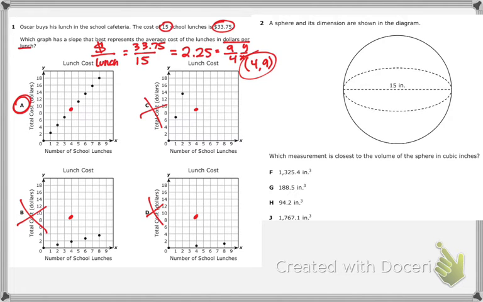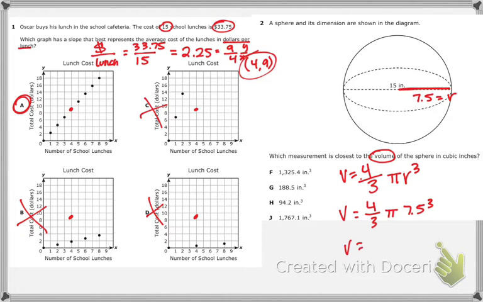Number 2 says a sphere and its dimensions are shown in the diagram. Which measurement is closest to the volume of the sphere in cubic inches? So we have a sphere and we want volume. We can use our reference sheet to show that for volume we got 4 over 3 pi r cubed. Our radius is going to be half of 15, which is 7.5. That will be our r, our radius. So in the calculator, we'll put 4 over 3 pi 7.5 cubed, and then that's going to give us a volume of 1,767.1 inches cubed, which is J.